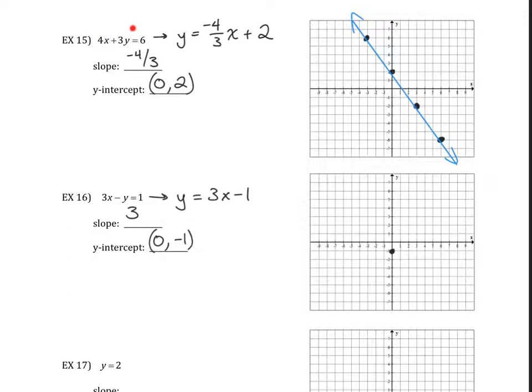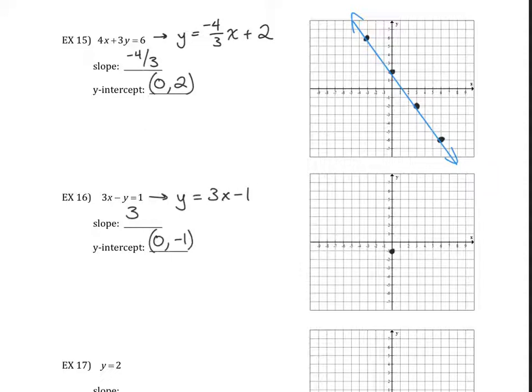So it'd be 3y equals negative 4x plus 6, and then divide everything by 3. You get negative 4/3 for the slope. 2 is the y coordinate for the y-intercept. Plot the y-intercept, follow the slope. Down 4, right 3. Down 4, right 3. This is a negative line. It is decreasing. Looks good.